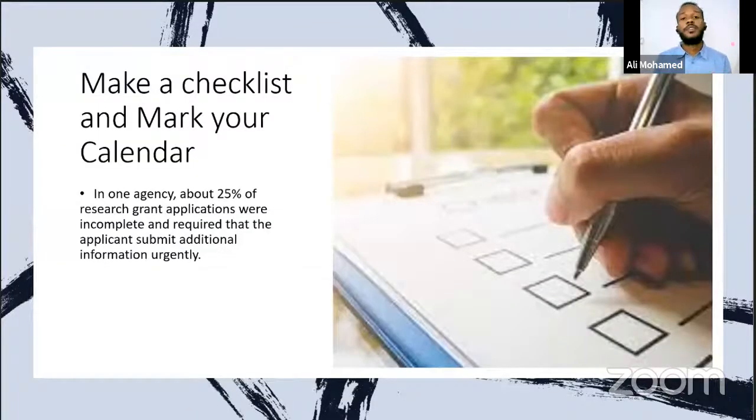It's also advisable to make a checklist and mark your calendar because you don't want to miss the deadline. In one agency, about 25% of applications were incomplete and required that the applicant submit additional information urgently. So I think that's not a good start, and you don't want to be one of these applicants.